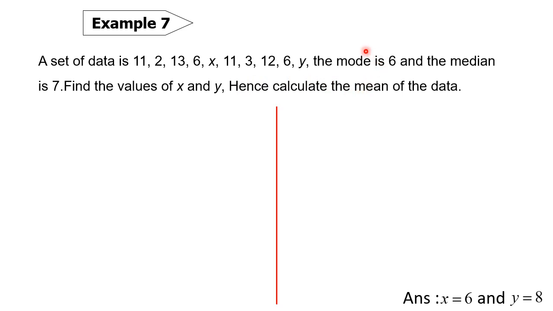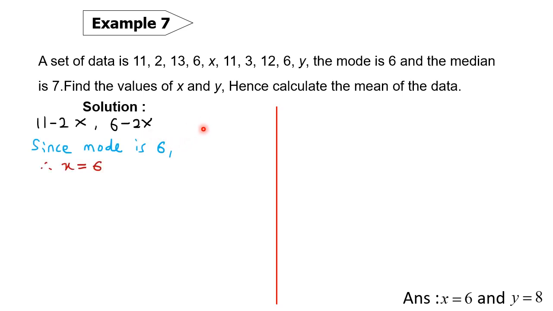So first look at the mode. So given mode is 6. So here 6, 1, 2, 11 also 2. So x must be 6, right? In order to make the mode is 6. Okay. So as you can see here, I write down 11 occur 2 times, 6 also occur 2 times. So in order to make the mode is 6, so the x value should be 6. Okay.